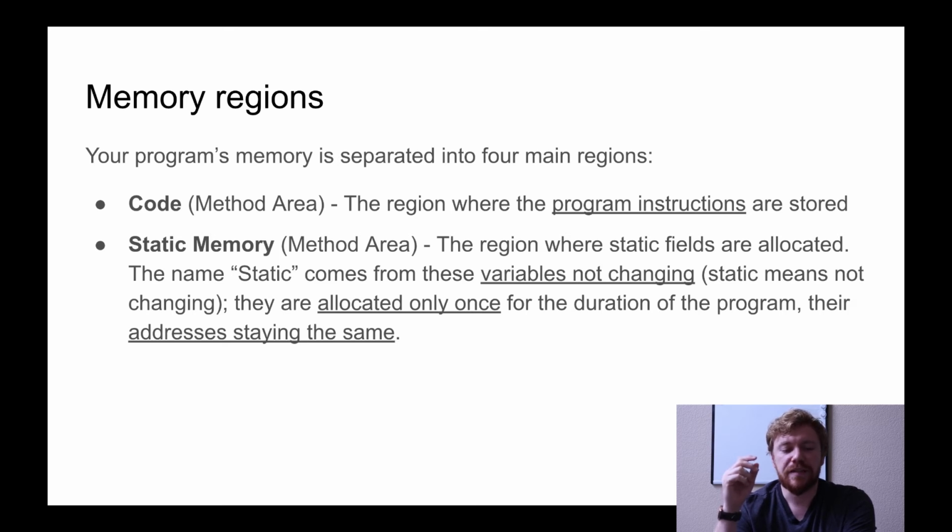There's the static memory region, which should not be new to you guys. We've just recently talked about it. That's also in the method area region. This is the region where static fields are allocated. The name static comes from these variables not changing, so static means to not change. They're allocated only once for the duration of the program, and their addresses basically stay the same throughout the execution of your entire program.